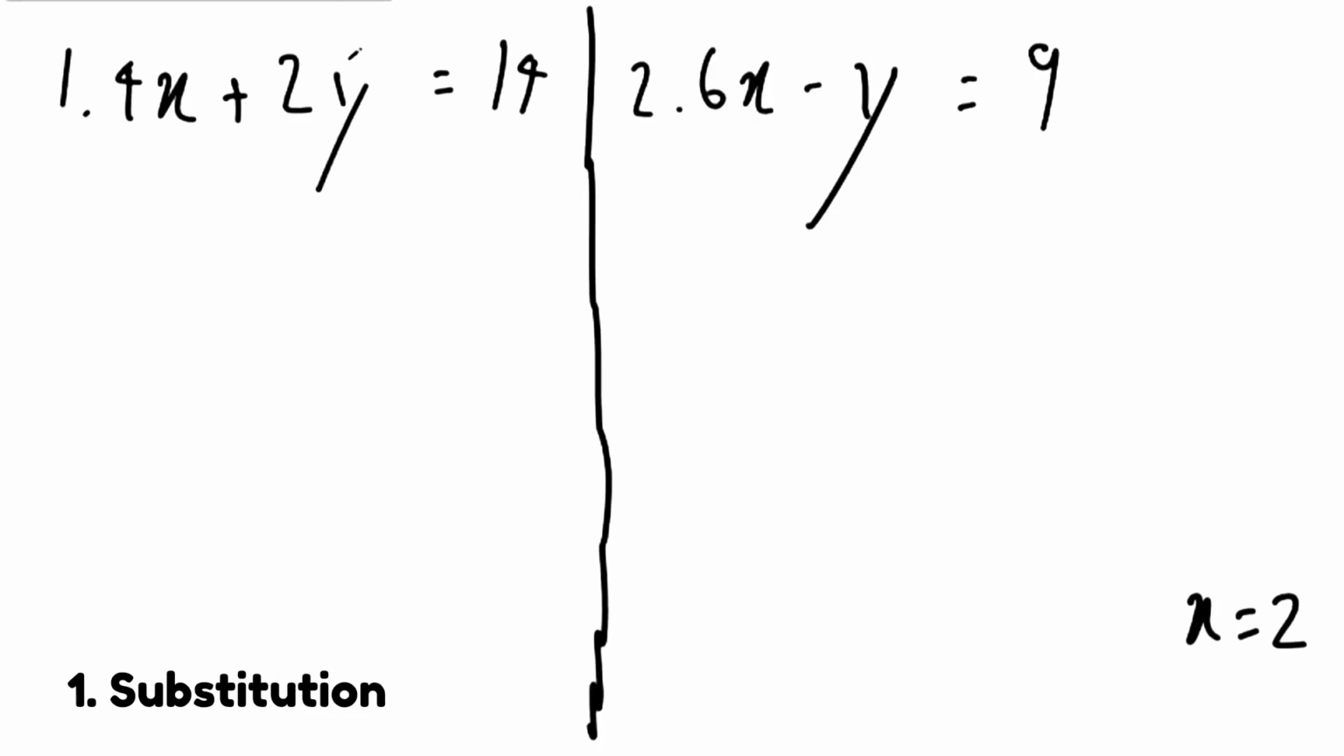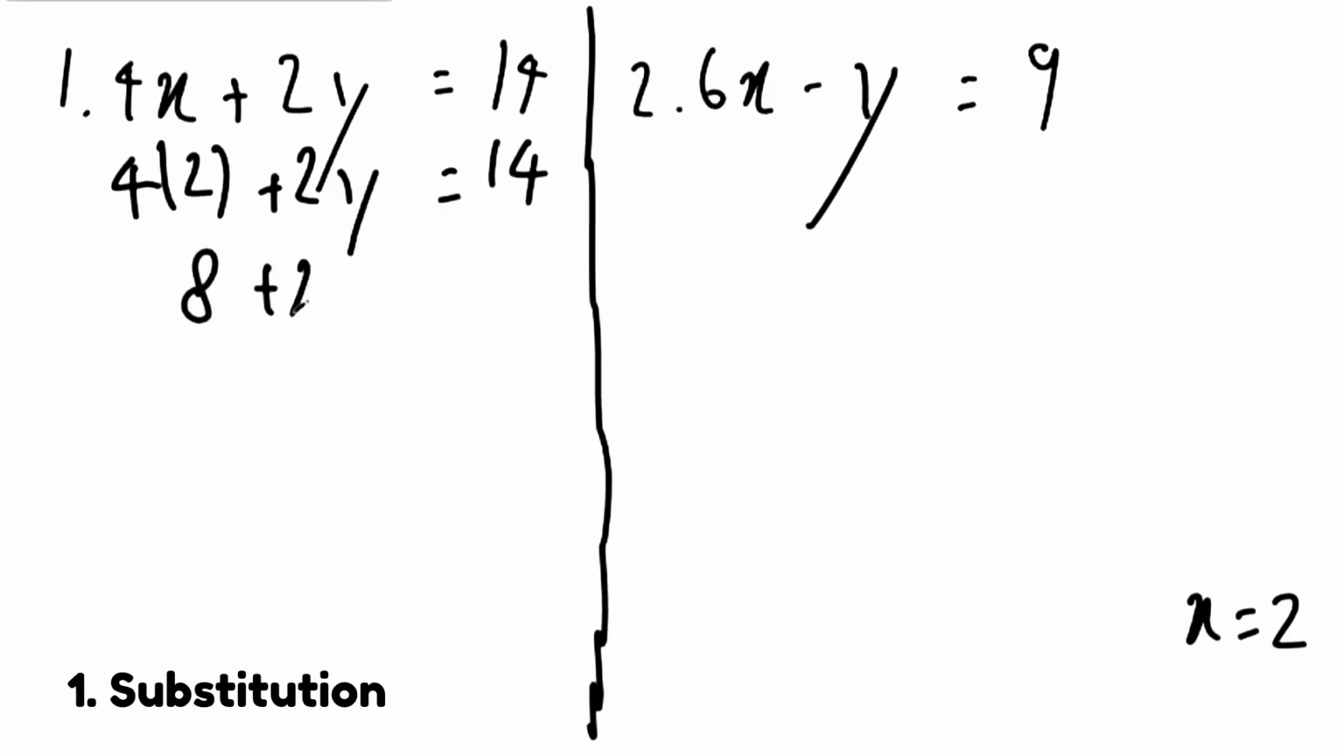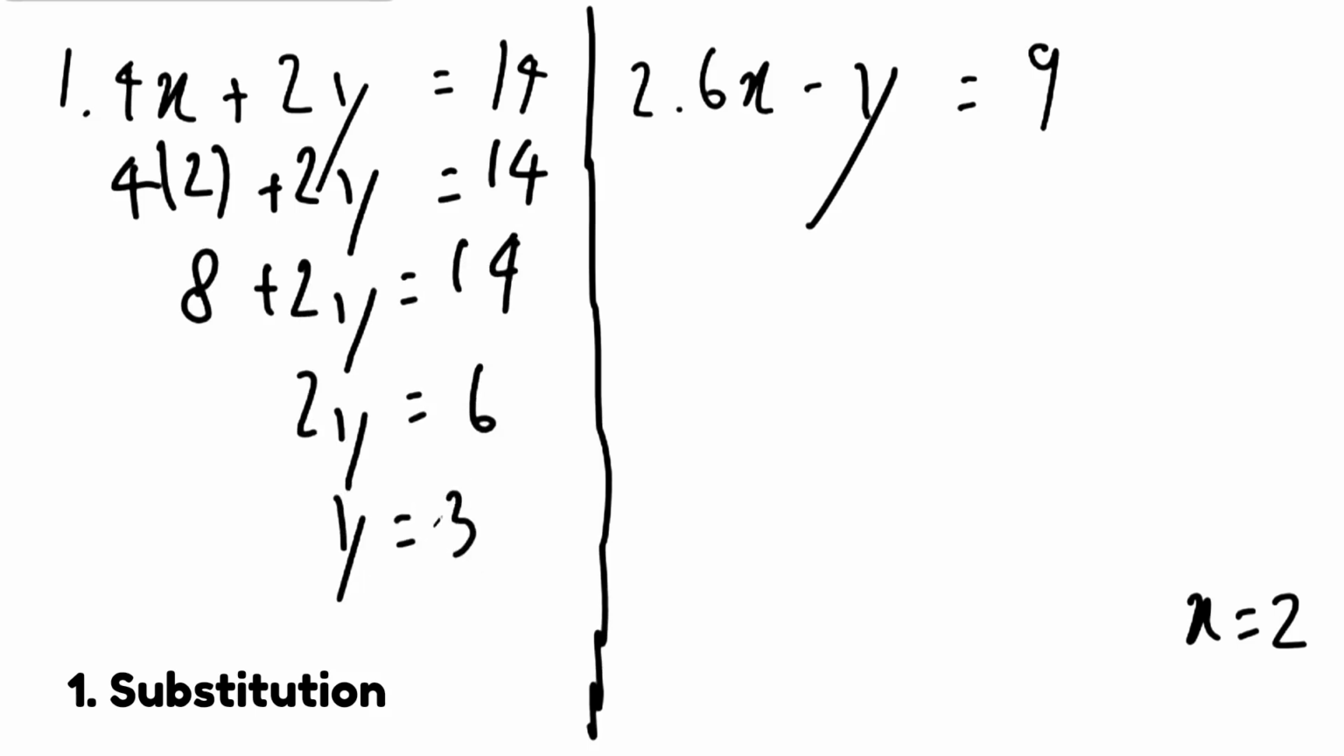So once you've got your x value, we're going to substitute that into either one or both the equations to find the value of y. So I'm going to start off with this first equation here and swap x for 2. And so we've got y equals 3.